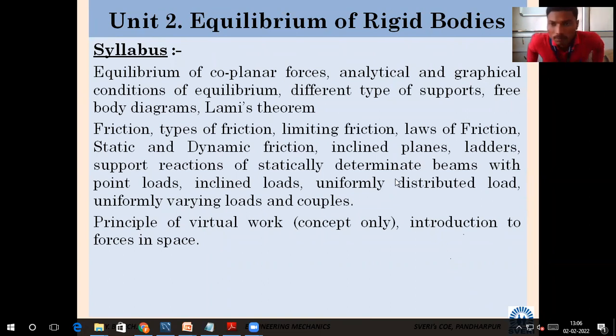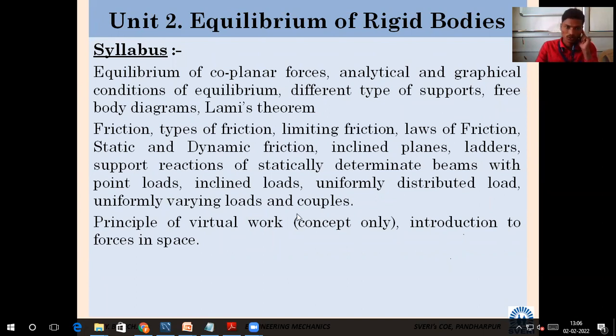Equilibrium of rigid body. We have started the second chapter, and we are almost in the middle of it. Today you got a notice of IEC 1, the in-semester exam 1, and this chapter will be part of it. We will almost complete this chapter within 4 or 5 days.